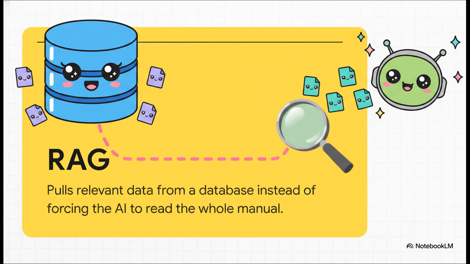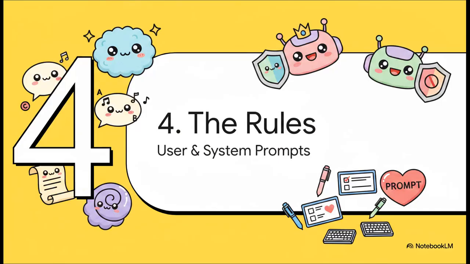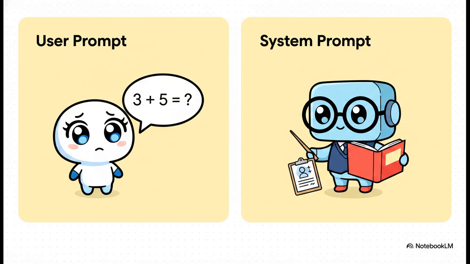It saves an immense amount of time and computing cost. Let's look at part 4, the rules. Specifically, user prompts versus system prompts. Okay, so our AI now has a brain, a language, and a memory. Next, it needs a personality and a set of overarching rules, which brings us to prompts.